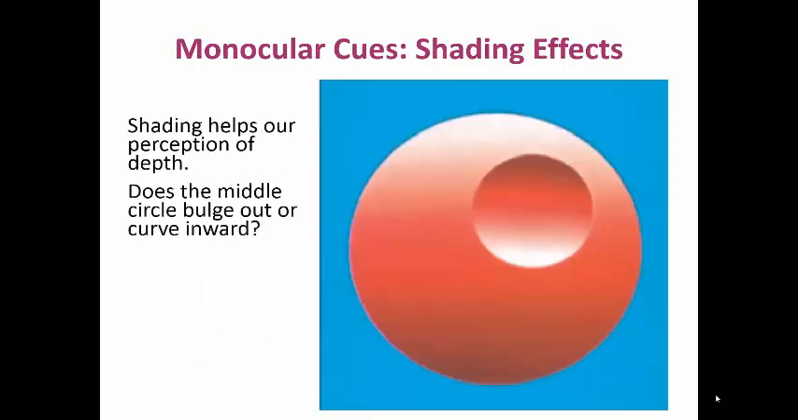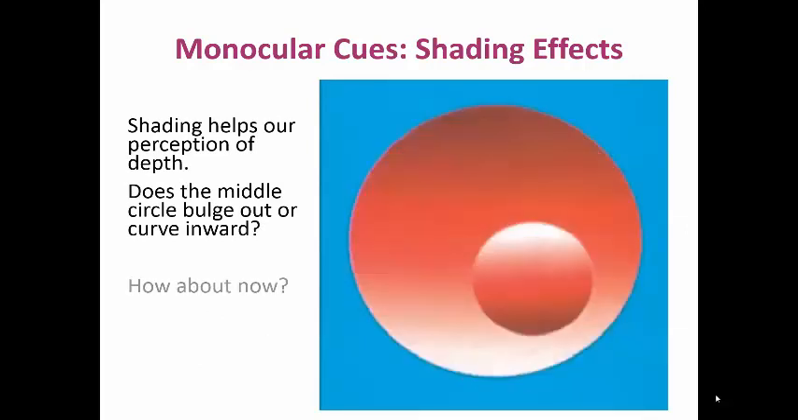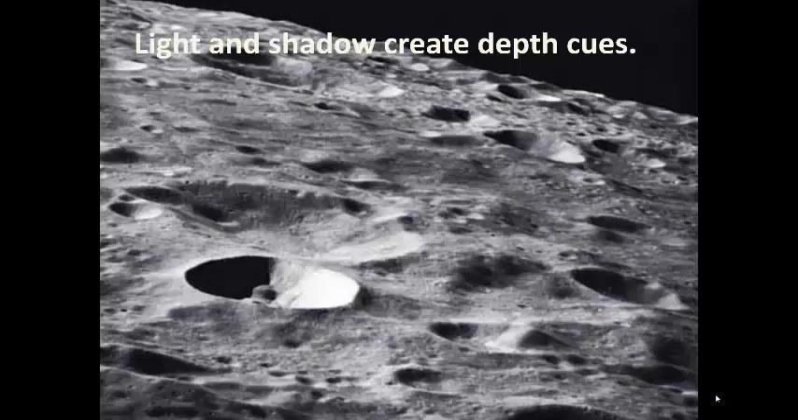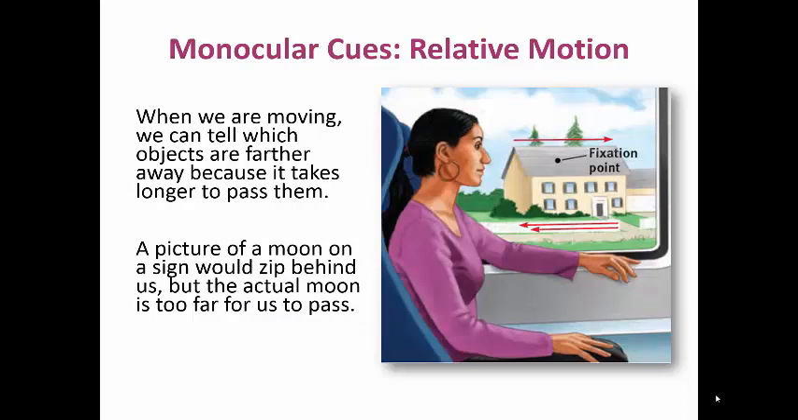So shading helps our perception of depth. Does the middle circle bulge out or curve inward? How about now? That was just shading. So light and shadow create depth cues. This is the craters of the moon, and we can see by the way that light is bouncing off of them that we can perceive depth inside the craters.